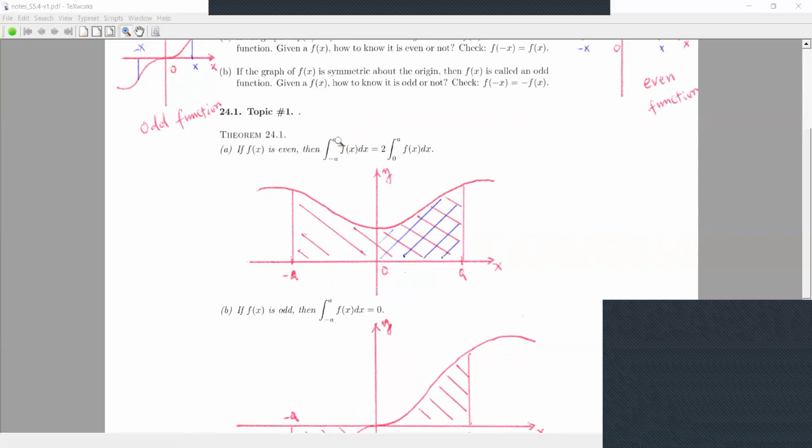Integral from negative a to a is the net area of the shaded region in the red color here. And the integral from 0 to a is the net area of the region in the blue color here. Clearly, the net area of the red region is twice the net area of the blue region because the graph is symmetric about the y-axis.